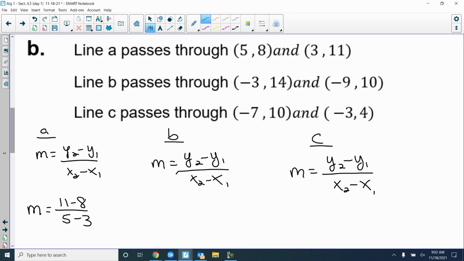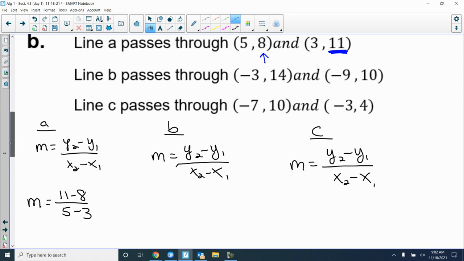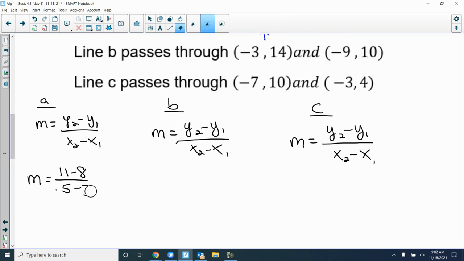Wait a minute. If you do 11 minus 8, what do I have to do on the bottom? You have to go in the same order. If I do this one first and this one second, it'd be 3 minus 5. You've got to do 3 minus 5. So 11 minus 8 is 3, 3 minus 5 is -2. So my slope is -3 halves.